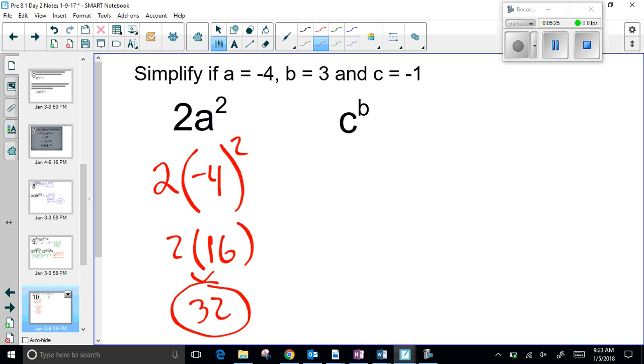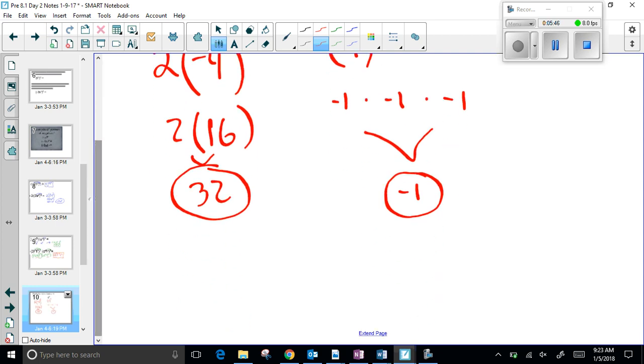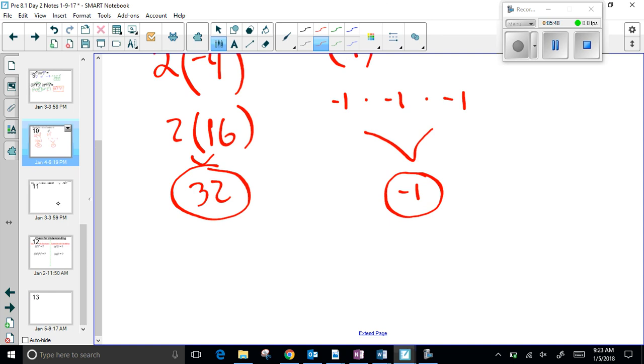All right, now I've got c raised to the b power. Well, first of all, I'm going to put a -1 in here, and I'm going to raise that to the third power. Well, -1 to the third power is -1 times -1 times -1. Two of these negatives are going to cancel out, but I'm still going to have a last negative, so it's still a negative. Hopefully these are starting to become a little easier for you guys.